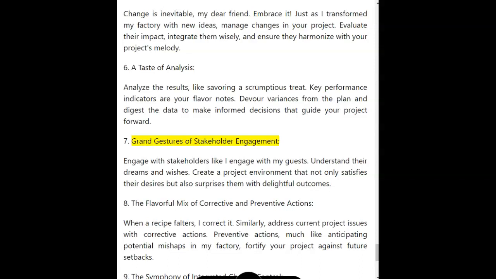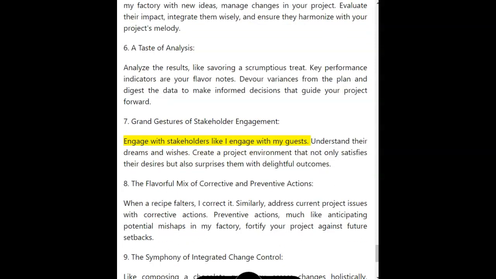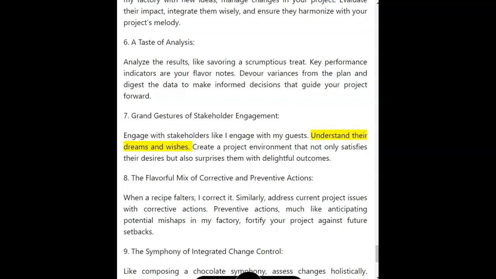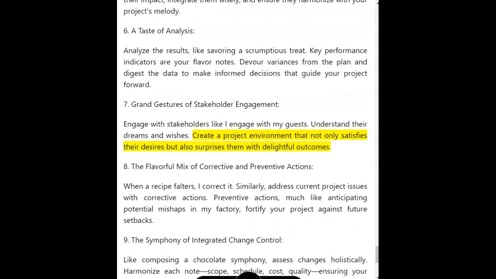7. Grand gestures of stakeholder engagement. Engage with stakeholders like I engage with my guests. Understand their dreams and wishes. Create a project environment that not only satisfies their desires but also surprises them with delightful outcomes.